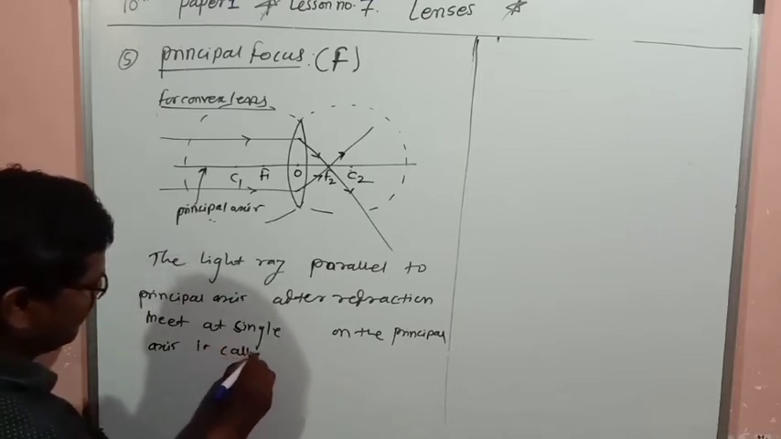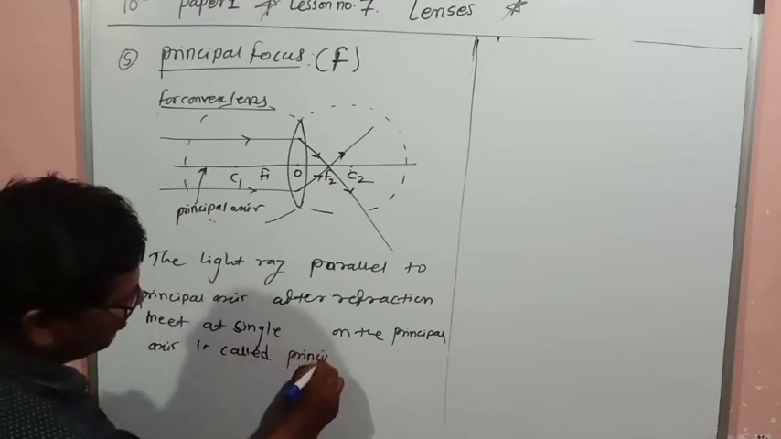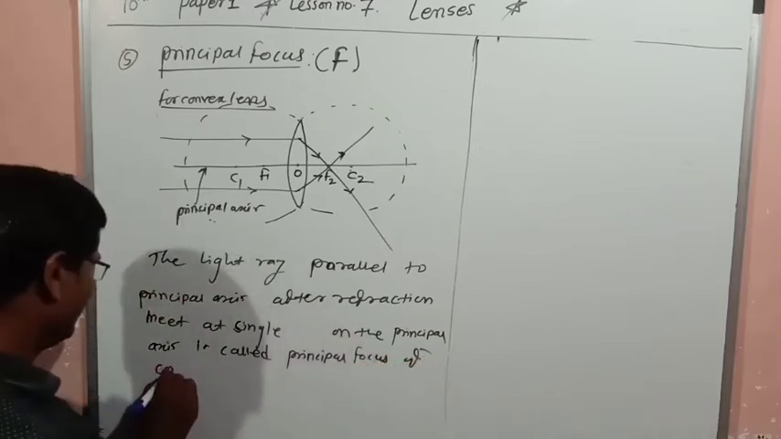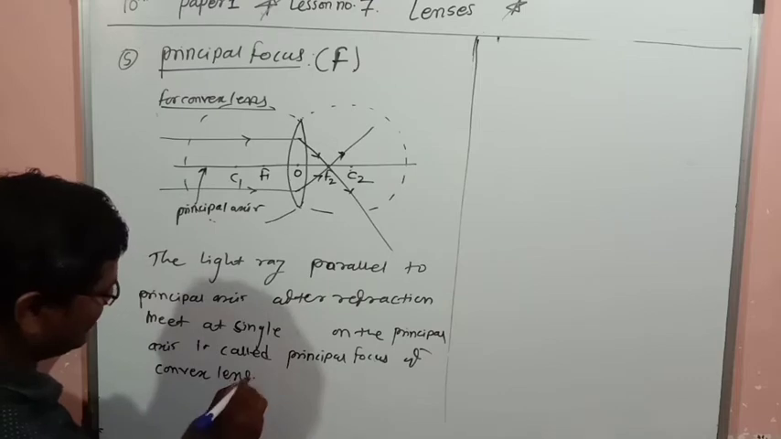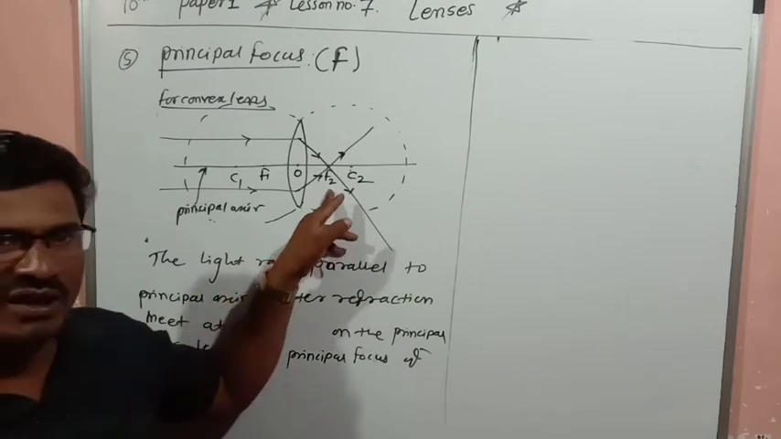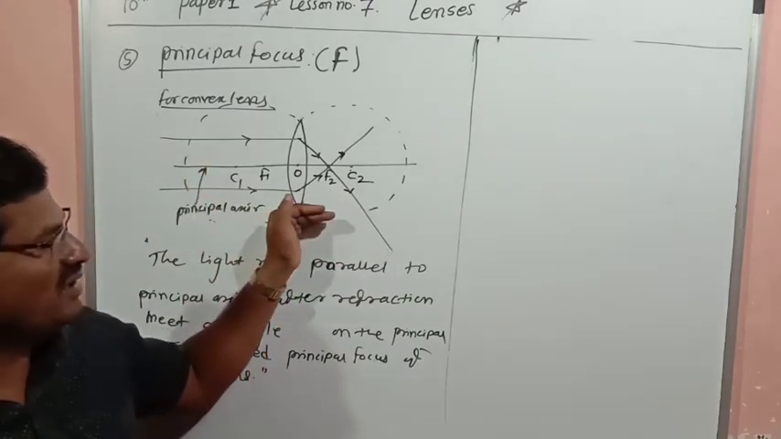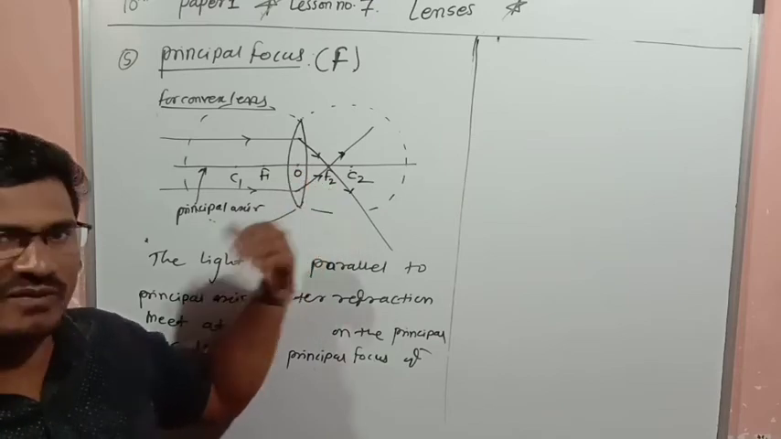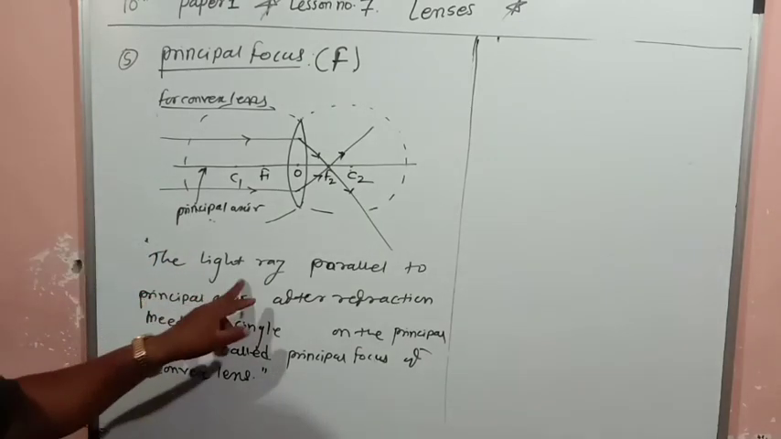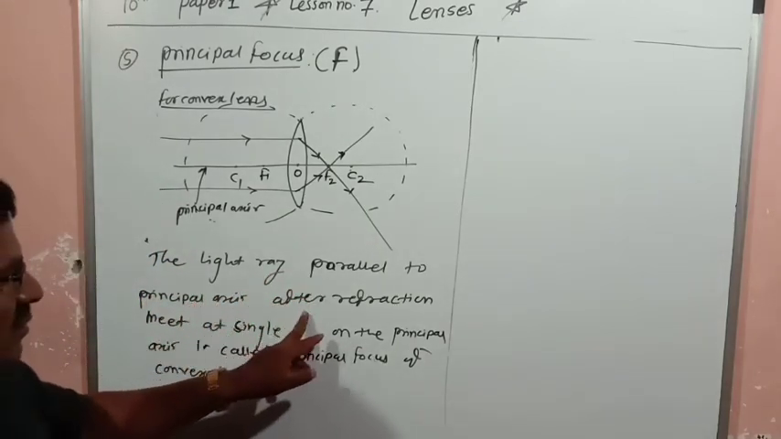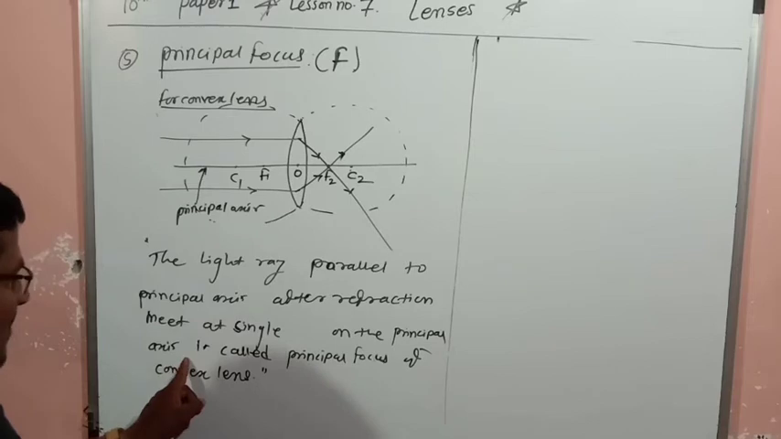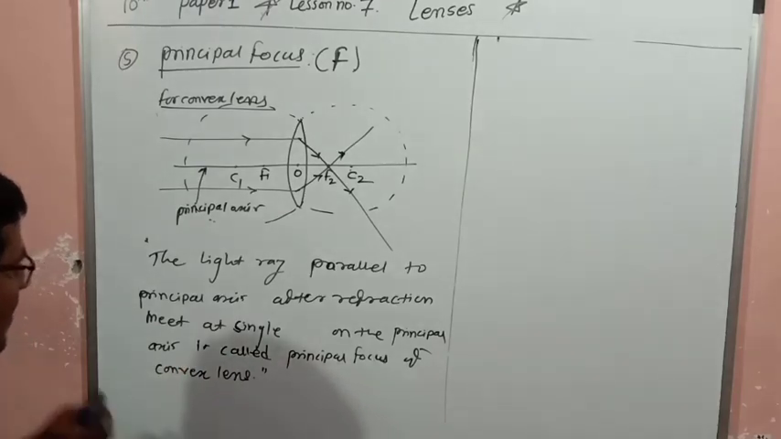Is called the principal focus of a convex lens. You can say it another way also: the point on the principal axis where incident light rays coming parallel to the principal axis meet at a single point after refraction on the principal axis is called the principal focus. So a light ray parallel to the principal axis, after refraction, meets at a single point on the principal axis. It is called the principal focus of the lens.